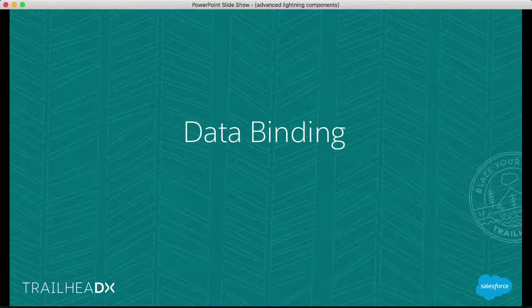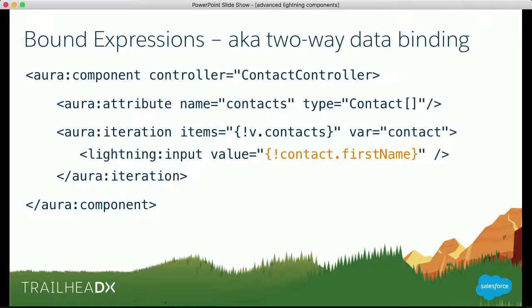OK, so let's move on to the second topic here, that is data binding. Now, data binding, I'm going to assume that you are all familiar with this syntax, right? Curly, exclamation mark, and then a value. And it's basically a placeholder, and we are going to inject the value that you requested there. So in this case, the first name of the contact. That is what we call bound expressions. And that is, in fact, an implementation of two-way data binding, also known as bidirectional data binding.